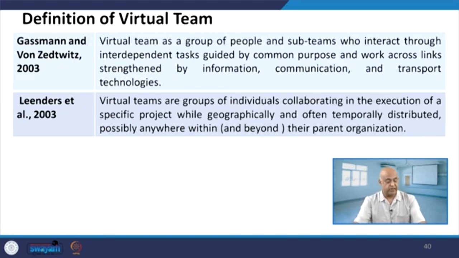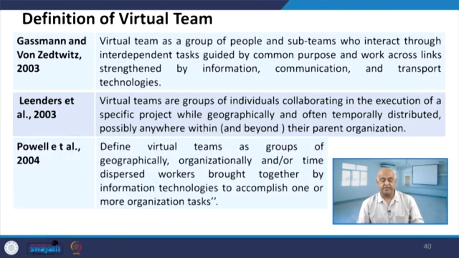Lenders et al. in 2003 gave this concept: virtual teams are groups of individuals collaborating in the execution of a specific project. So there is a common goal, always for a specific project, while geographically and often temporally distributed, possibly anywhere within and beyond their parent organization. So it is outside of their premises.